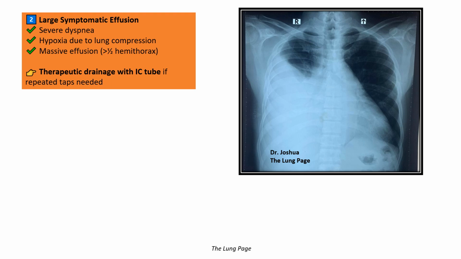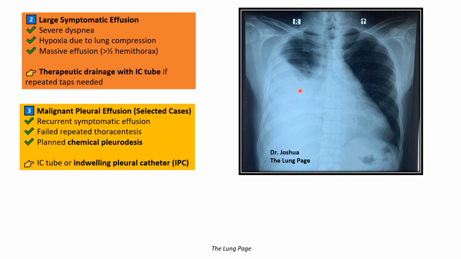The second indication is a large symptomatic effusion. If the patient is very symptomatic, so when you see this picture, this patient has more than half of the hemithorax involved, and the patient is also dyspneic. We have to put an IC tube to relieve the symptoms of the patient. Also, for some selected patients with malignant effusion, recurrent malignant pleural effusion, and where we have to plan for chemical pleurodesis, we have to put an IC tube or indwelling pleural catheter.